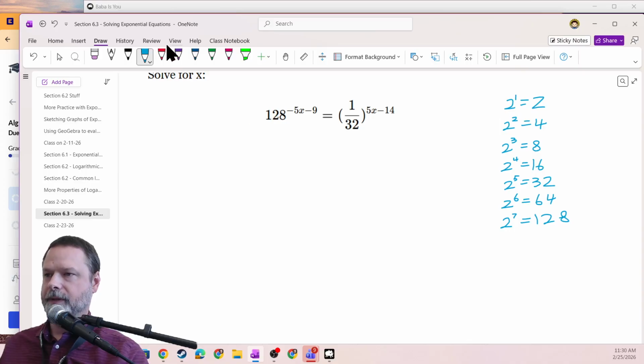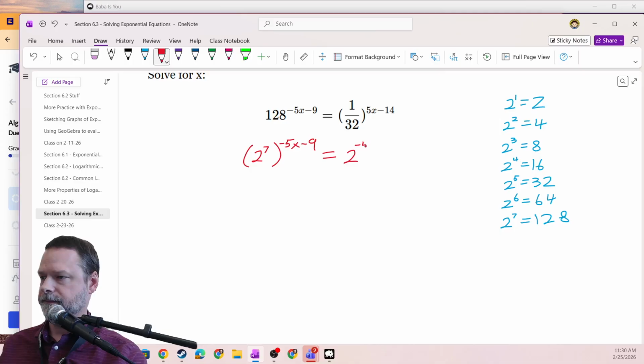Okay, so here, now we can go straight to my next step. This guy, 128, is 2 to the 7th. So we're going to write this as 2 to the 7th, all raised to the negative 5x minus 9, equals, this guy we can see is 2 to the negative 5th, all raised to the 5x minus 14.